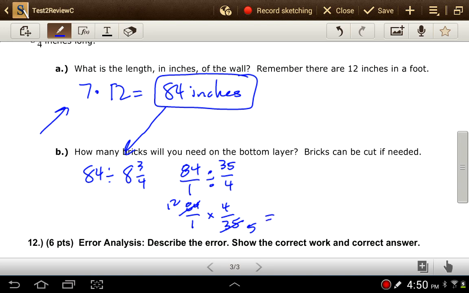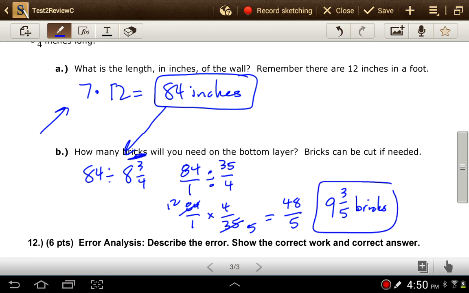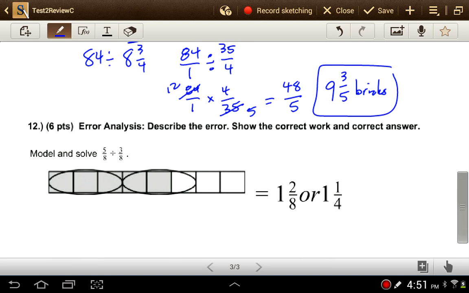Now I can multiply. That's going to give me 48/5. When I do that, 48 divided by 5 is 9. That's 45. So it's 9 3/5 bricks. Okay, how many bricks will you need? There's my keyword of what my label is. All right, and then the last question, my error analysis question, what's my mistake?